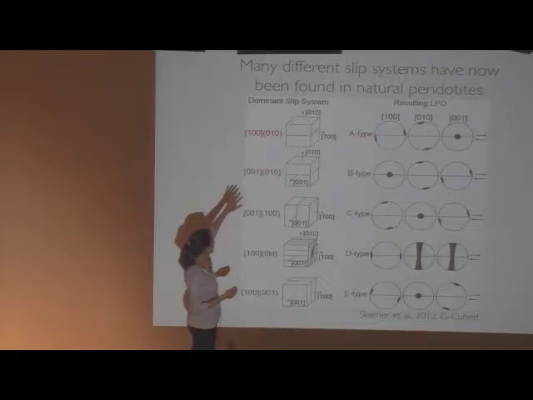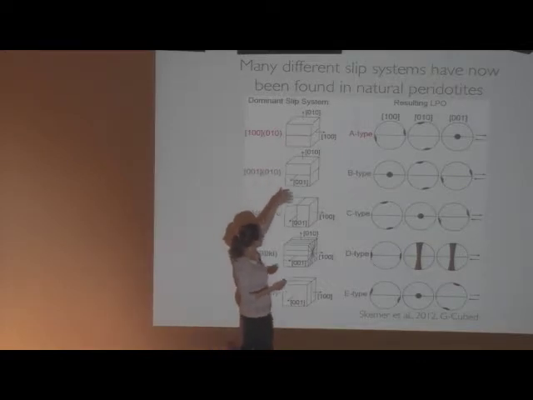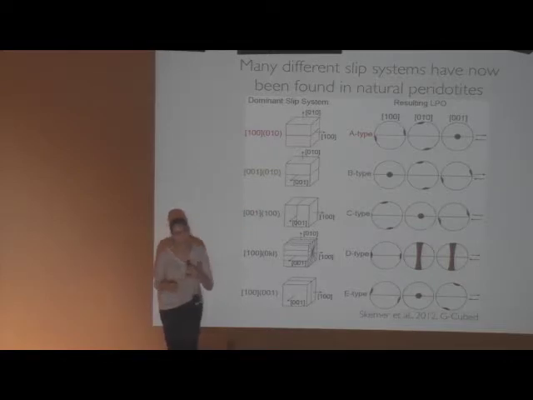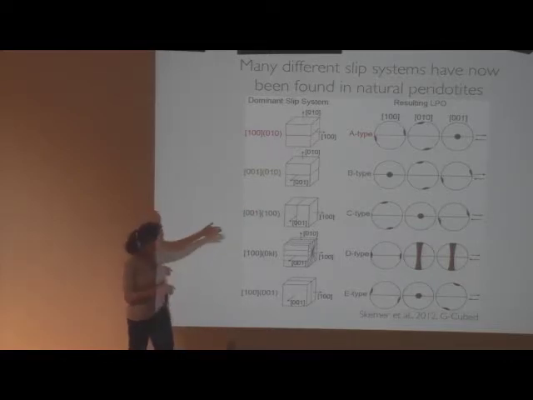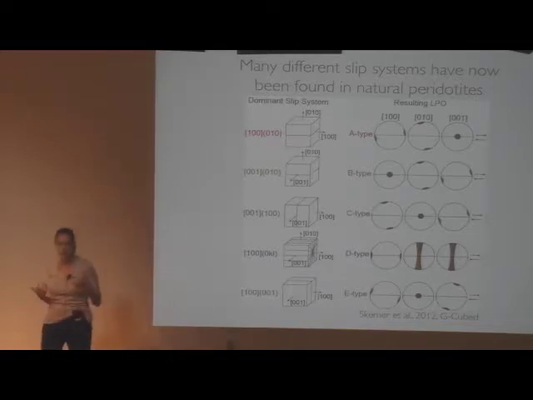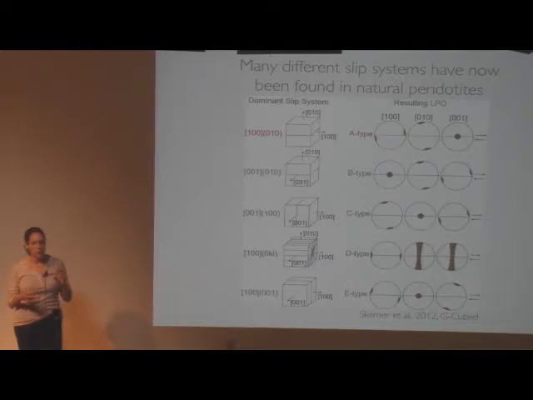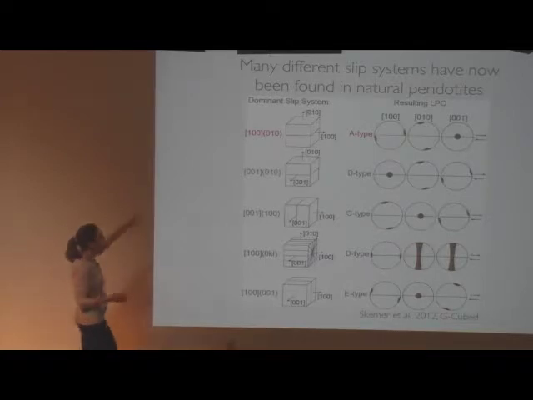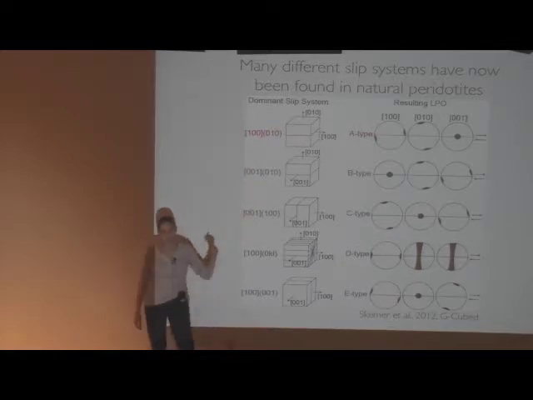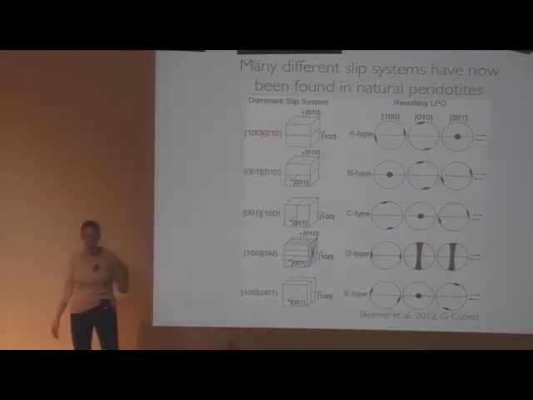But the take home from this slide is, I showed you A-type and B-type. We now also have observations, both experimentally and from field samples, of these C-type, D-type, E-type. And there's actually a sixth type that we are finding, often related to the presence of melt. So the way in which olivine aligns during flow, while it is true that this is the most commonly observed type, there are many field examples now where you are seeing a different type of fabric alignment.